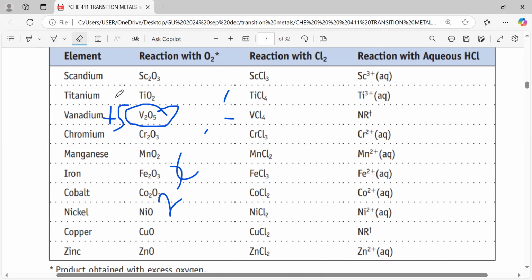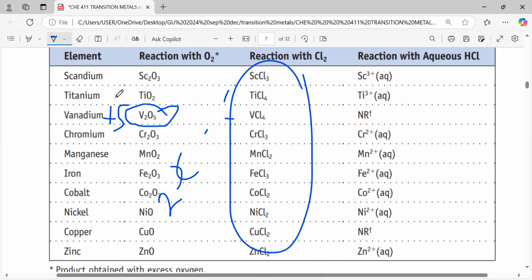So what about on this other end? We can see chlorides are forming. Once we have our chlorides, what do we get? You can see for vanadium, you're getting vanadium plus 4. Titanium, you're getting titanium plus 4. Manganese, you are getting manganese plus 2. Iron 3. Cobalt 2. Nickel 2. Copper 2. Zinc 2.